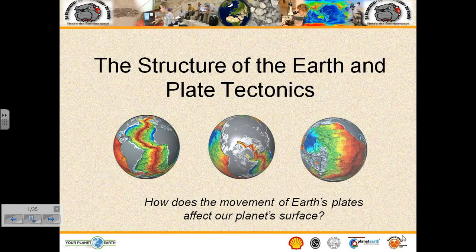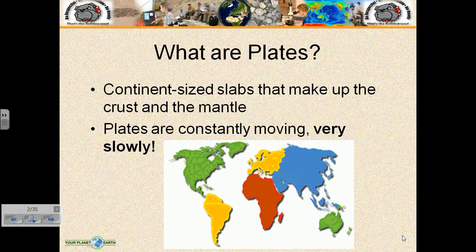Hello. Today we're going to talk about the structure of the Earth and plate tectonics. So let's get ready to discuss how the movement of Earth's plates affects our planet's surface. First, let's begin by answering the question, what are plates? Well, they're continental slabs that make up the crust and the mantle.